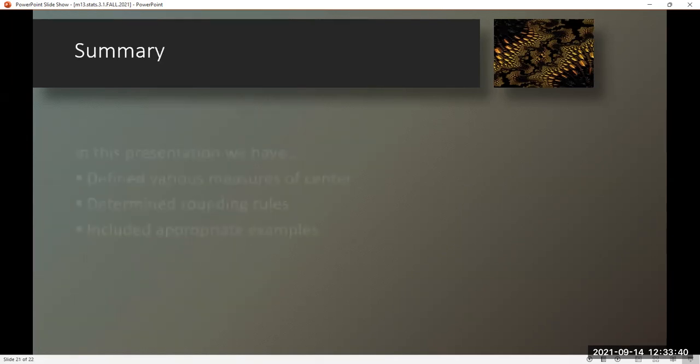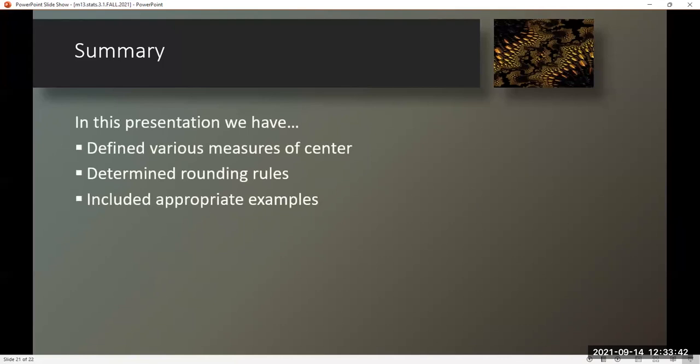So, a little bit of a summary. We have defined various measures of center: the mean, median, mode, and mid-range. We determined our rounding rules, and we've included some appropriate examples. So I've now walked you through the definitions for section 3.1, measures of center. Take a look on our Canvas course shell for detailed videos on how to use your calculator to make all of these calculations.